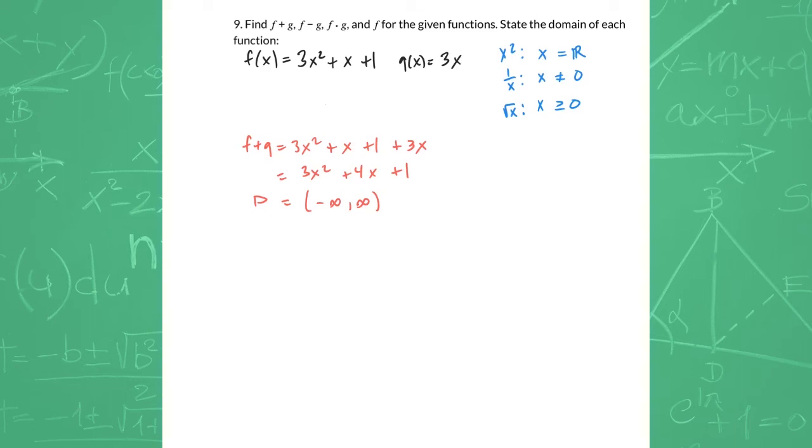Okay, and now for f minus g, it's going to be 3x squared plus x plus 1 minus 3x. And we have two x terms we can combine, 1 and negative 3. 1 minus 3 is negative 2. So we have 3x squared minus 2x plus 1. And since this is another polynomial, the domain is all real numbers.